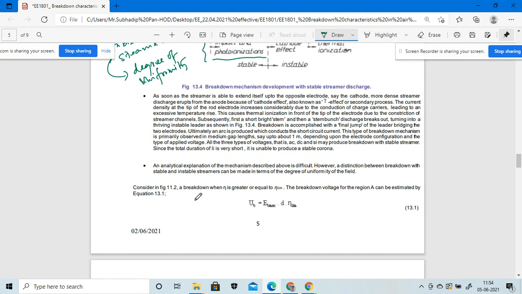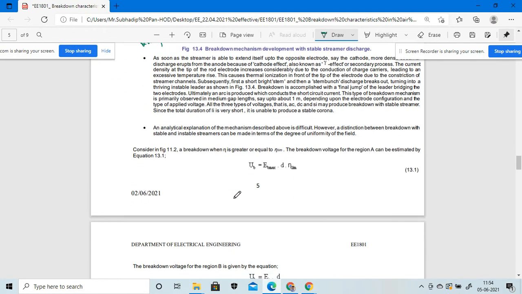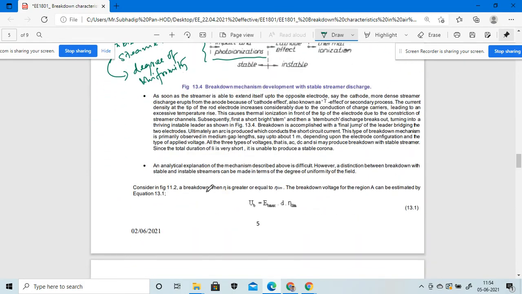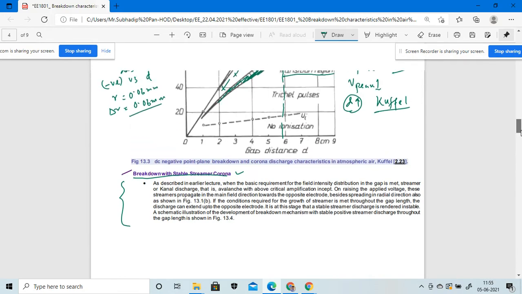So if we consider the breakdown, considering the figure, when this one is greater than or equal to the epsilon mean limit, the breakdown voltage for region A should be considered in figure 11.2.